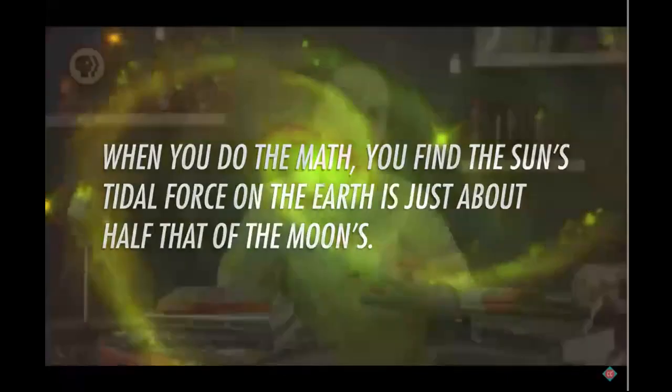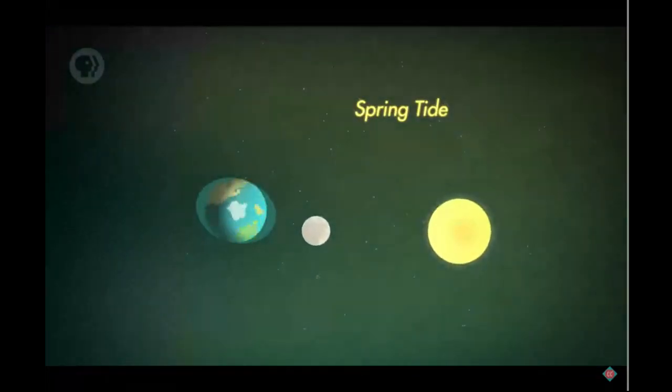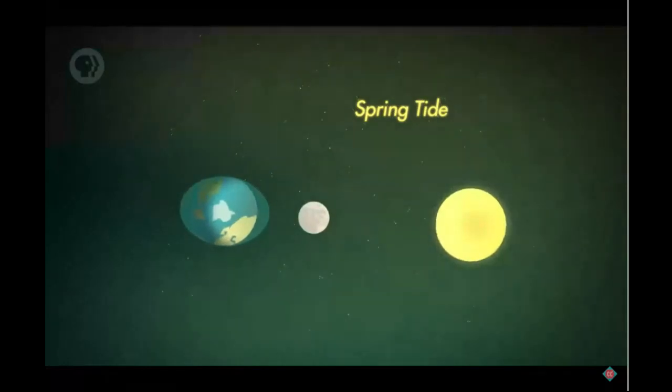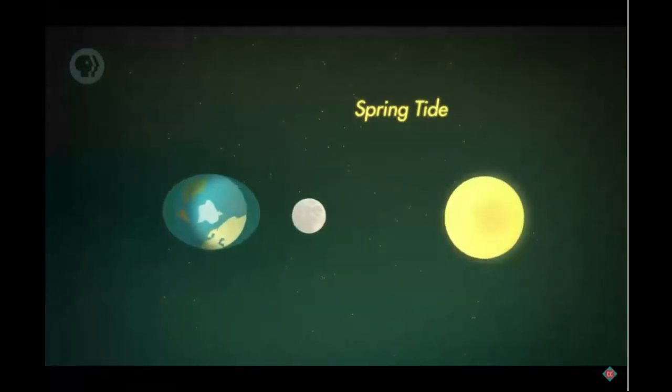of the moon's. The way the sun's tidal force and the moon's tidal force interact on Earth depends on their geometry, which changes as the moon orbits us. At new moon, the Earth, moon, and sun are in a line. The moon's tidal force aligns with the sun's, reinforcing it. This means we get an extra high tide and an extra low tide on Earth. We call this the spring tide.